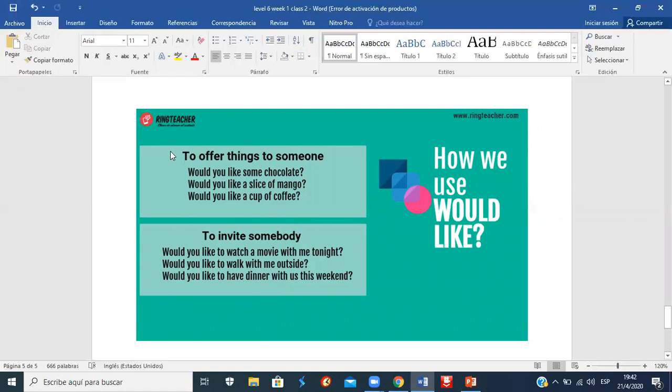So when we offer something to a specific person, or to invite somebody, when we say, would you like to watch a movie with me tonight? Take a look that in this case we are inviting. It's similar, but the context is going to be different, because one thing is offering and the other is inviting.